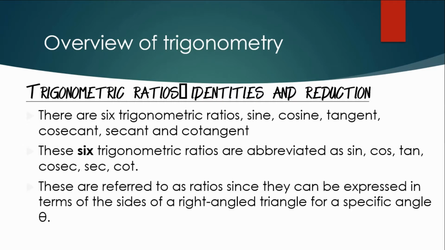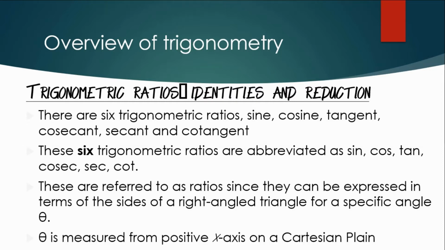These are referred to as ratios since they can be expressed in terms of the sides of a right angle triangle for a specific angle theta. It's either theta, x, or a. They can name it anyhow, but now let's just name it theta. Theta is measured from the positive x-axis on a Cartesian plane.